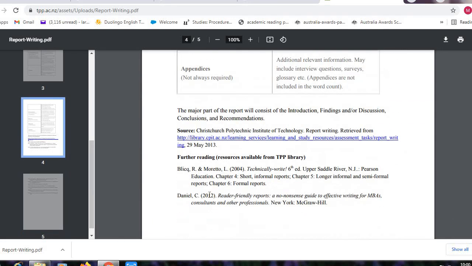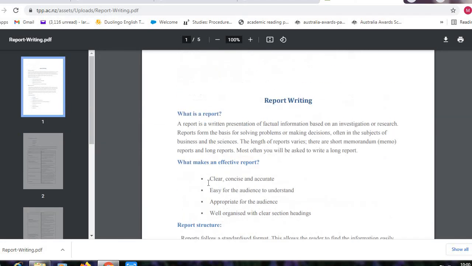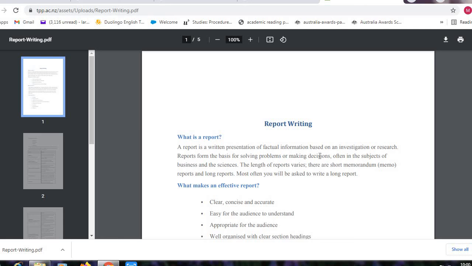So this is all about report writing, what report writing actually is. Simply, we say a report is a written presentation of factual information based on an investigation or research. Reports form the basis of solving problems or making decisions, often in the subjects of business and sciences. The length of reports varies. There are short memorandum or memo reports, and long reports. Most often you will be asked to write a long report.